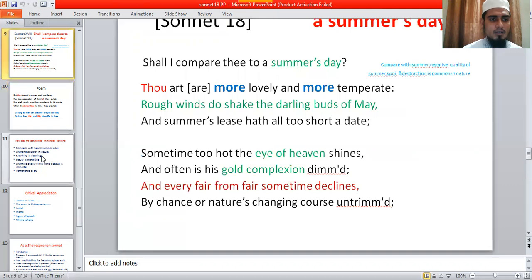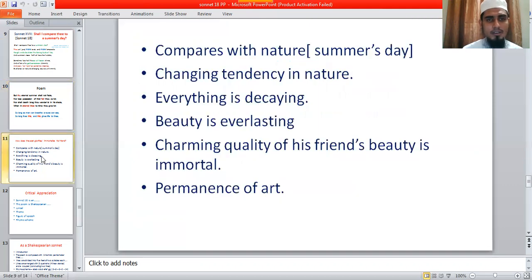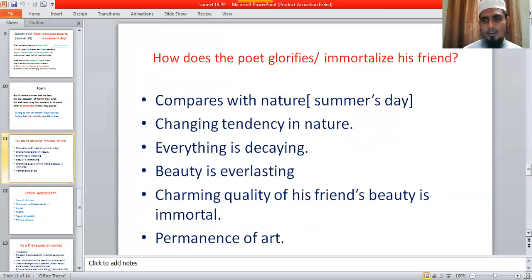So now I would like to discuss with you your exam preparation. How can you prepare the answer? The first question was, how does the poet glorify? The students understand, and how does the poet glorify or immortalize his friend or his friend's beauty?